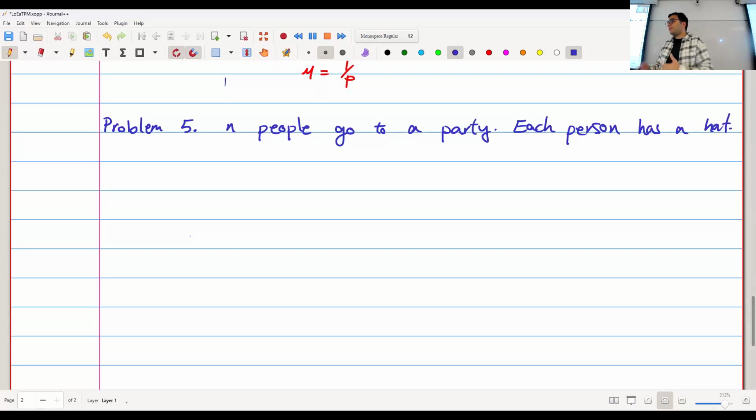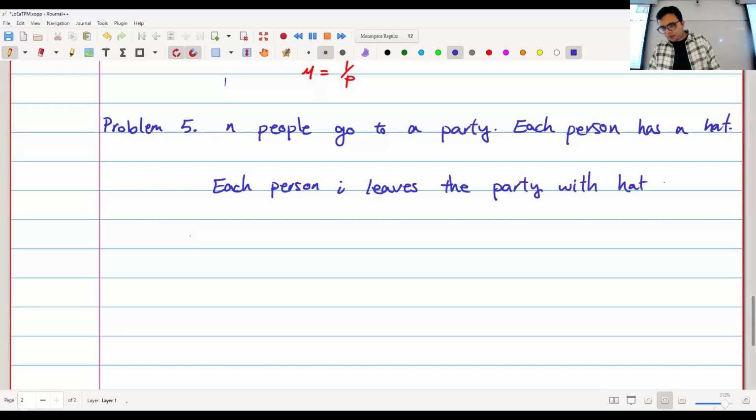The hats get mixed up in the party in a random way. So each person ends up leaving the party with a randomly chosen hat. Okay. So each person i leaves the party with a hat π(i). And I'm showing it with π because this is a permutation, of course.